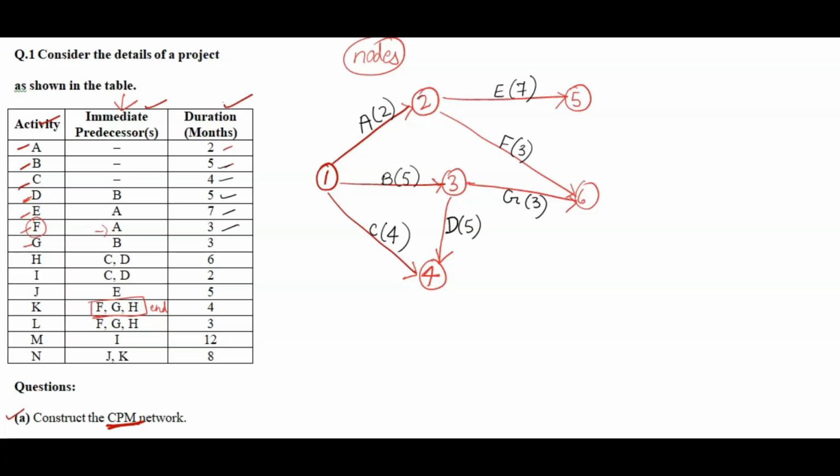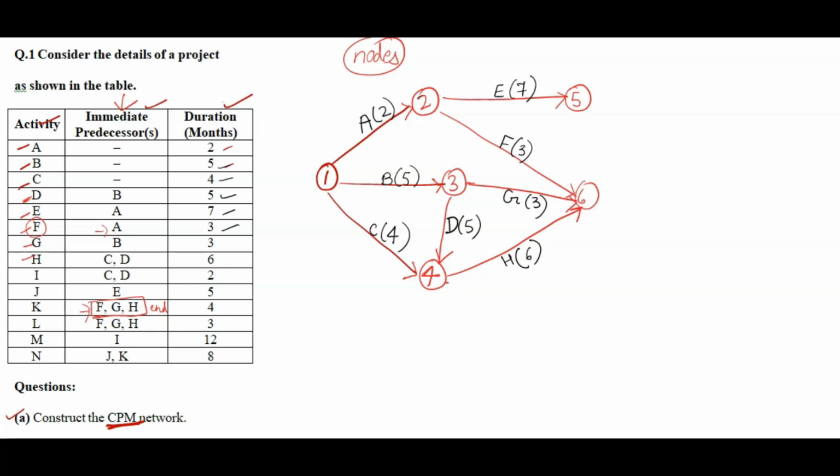Then the next activity is H, and H is starting from C and D. So C and D is here, and for H also the ending node will be with F and G. So H will start from here and end here. Now F, G and H are ending at the same place, H duration 6. Like this we have to create. I hope it is getting clear to you.